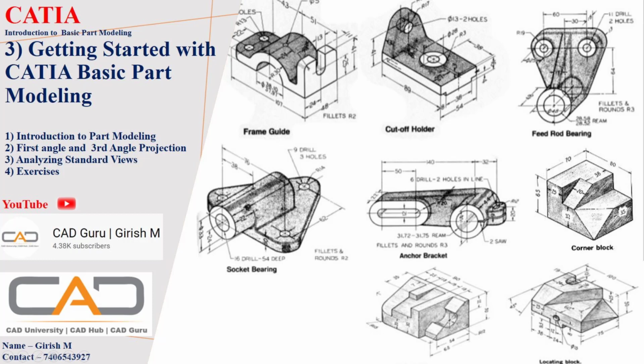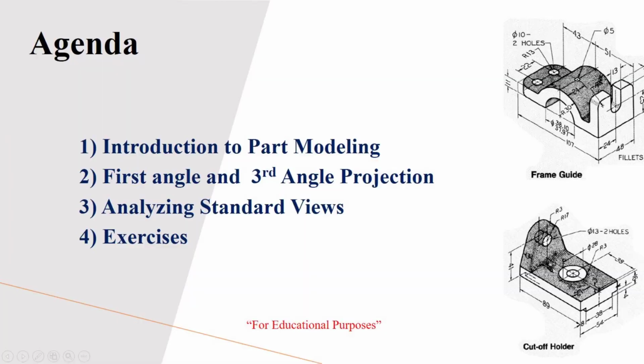I'm here with the new session that is getting started with CATIA basic part modeling. The agenda here is to deal with the basics of part modeling. We'll see a few exercises, and we'll see what exactly the first angle and third angle projection is, how we need to implement it, how to analyze the standard views, and finally we'll see a few exercises from intermediate to advanced level.